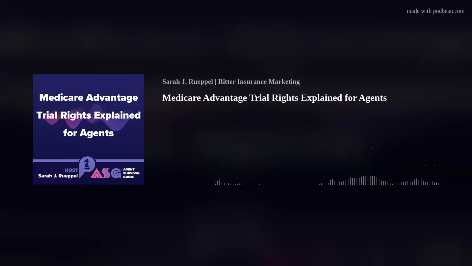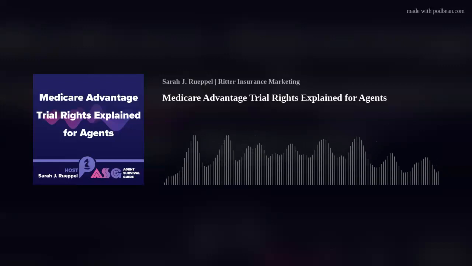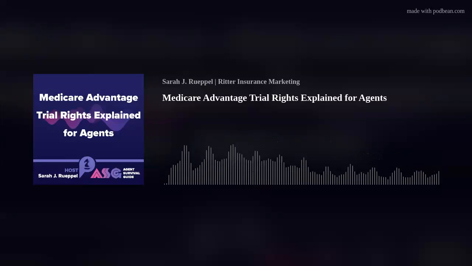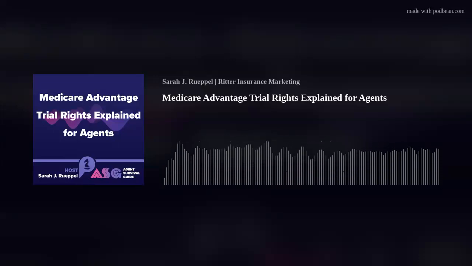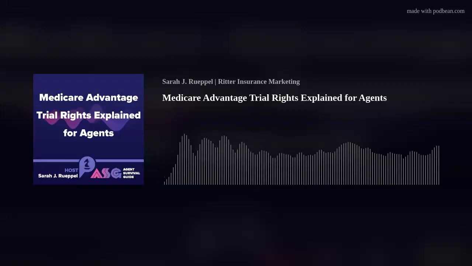Additionally, the MA OEP is not available to those who enroll in Medicare medical savings accounts or other Medicare health plan types, such as cost plans or PACE. Medicare trial rights, on the other hand, do apply to MSA plans and PACE members.